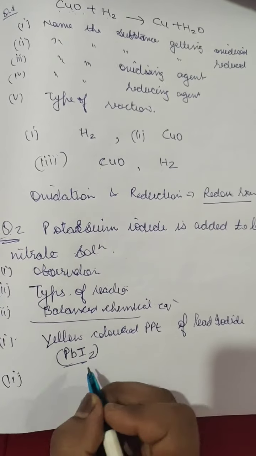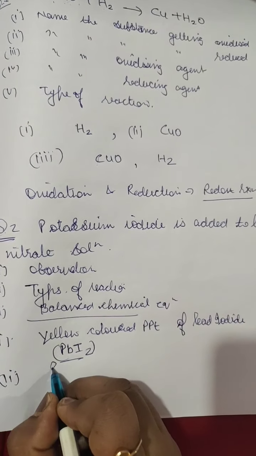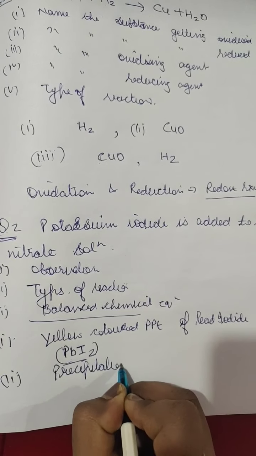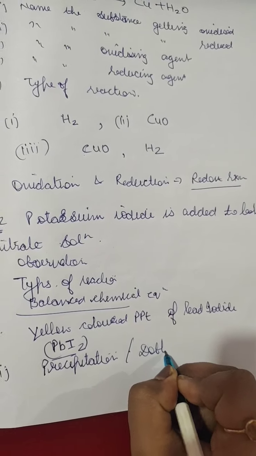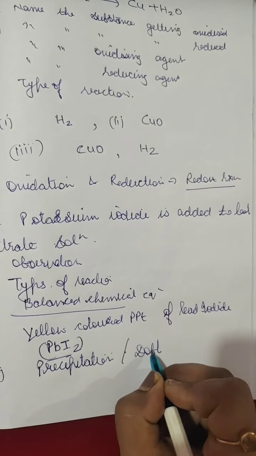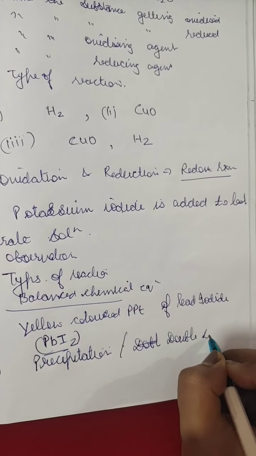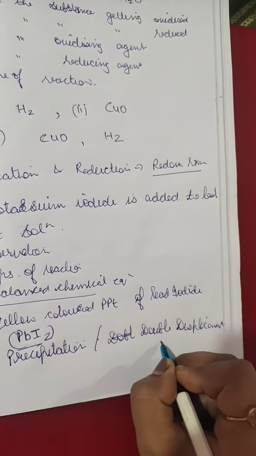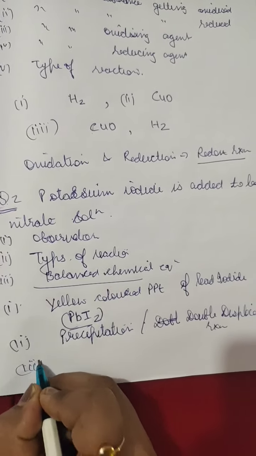Because we are getting precipitates, obviously it's a precipitation reaction. Or we can also write it's a double displacement reaction, because we have read about these double displacement reactions. Okay, so third, we have to write a balanced chemical reaction.